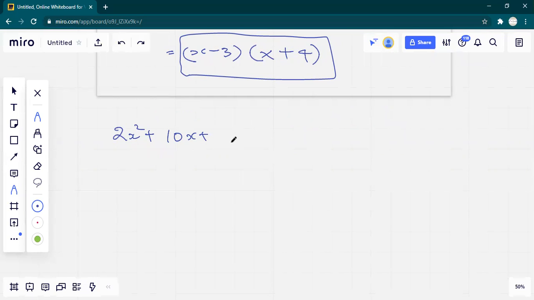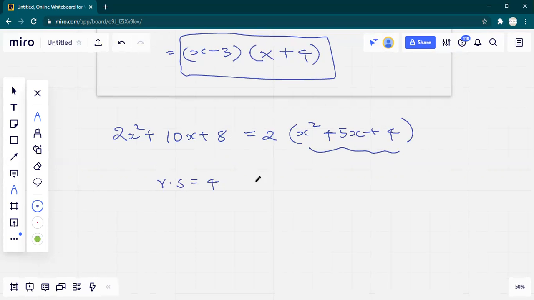Yeah, 2x squared plus 10x plus 8. Okay, so you can factorize the 2 from each term. 2 times x squared plus 10x can be written as 5x after factoring 2. After factoring 2, the 8 can be written as 4. Okay, now you can use the above idea to factorize the x squared plus 5x plus 4. We need the product rs as 4 and the sum r plus s as 5.